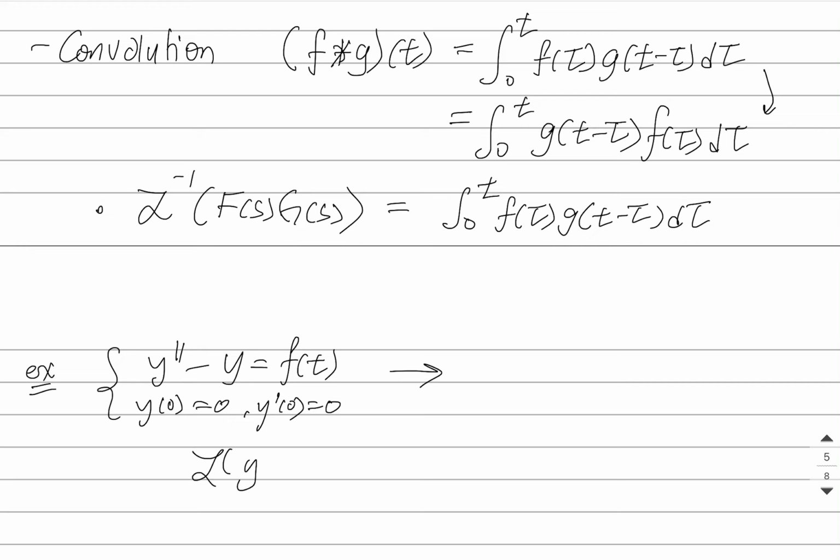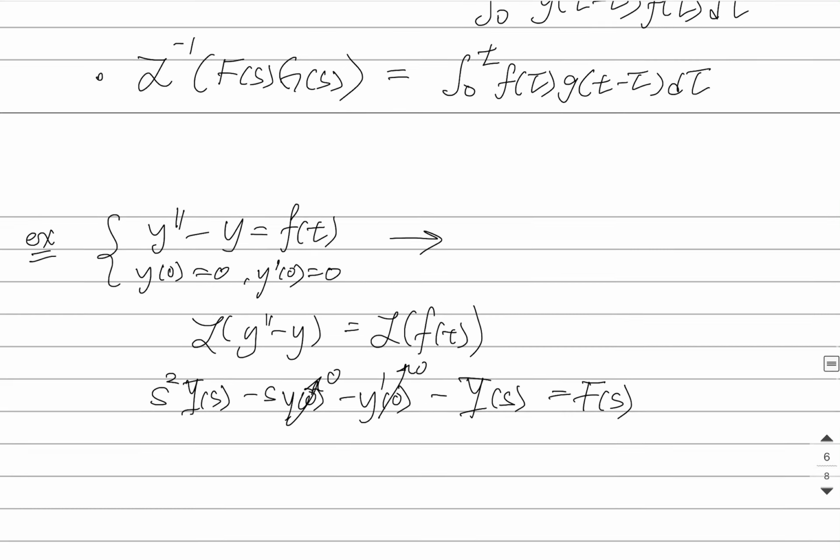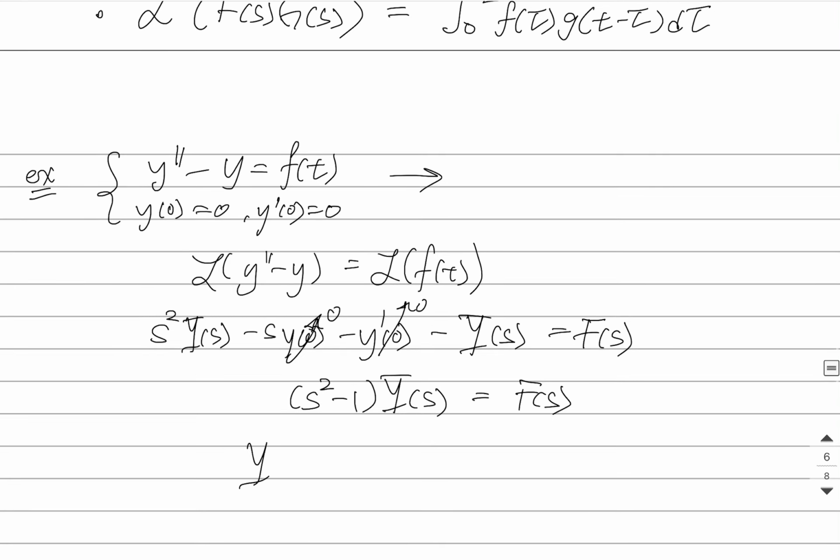So if I were to take this expression and apply the Laplace transform, I'd get s squared capital Y of s minus s y of 0 minus y prime of 0, subtract Y of s is going to be some capital F of s. Each of these initial conditions is 0 in this particular problem. We'll have s squared minus 1 times capital Y of s is capital F of s. And what we'll find is that the Laplace transform of our solution is given by this expression, 1 over s squared minus 1 times F of s.